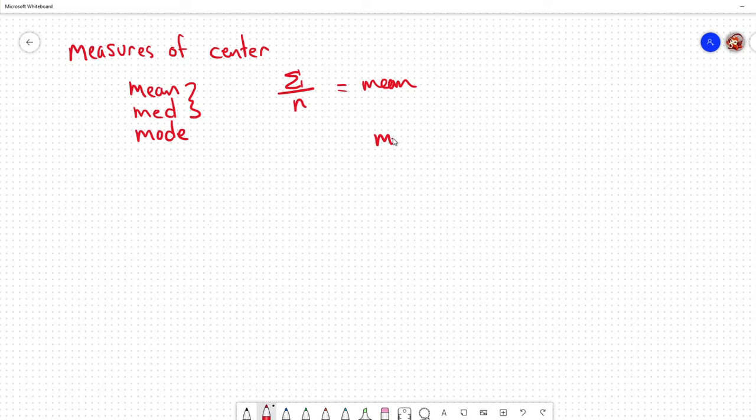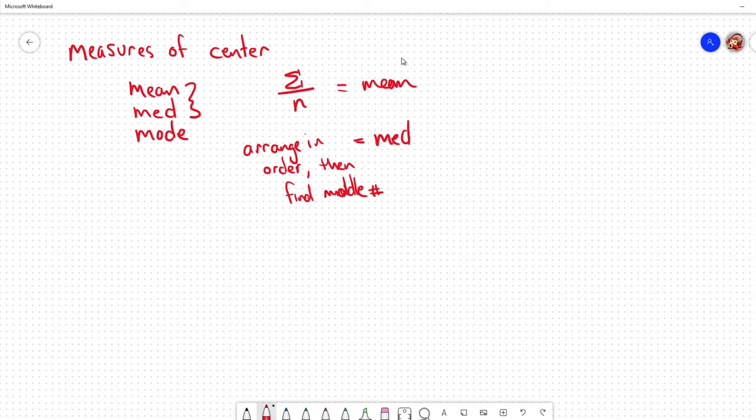The median was literally the middle number. So we had to arrange the data set in order and then find the middle. Whatever that middle number was, that became the median. If it was an even data set, then we would have to take the average of the two middle numbers. So remember doing that in algebra, say we had 10 data points. What's the middle? The two middle numbers were 5 and 6. We would say that the median was 5.5, the average.